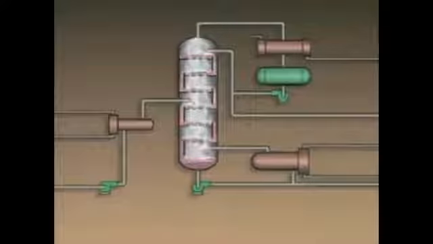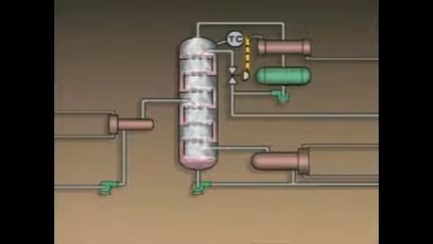Maintaining the proper reflux ratio for a system is important because it can affect the equilibrium between the rising vapor and the falling liquid in the column. If that equilibrium is upset, the performance of the column will suffer. In this system, the reflux flow is regulated by a temperature controller that adjusts a valve in the reflux line.